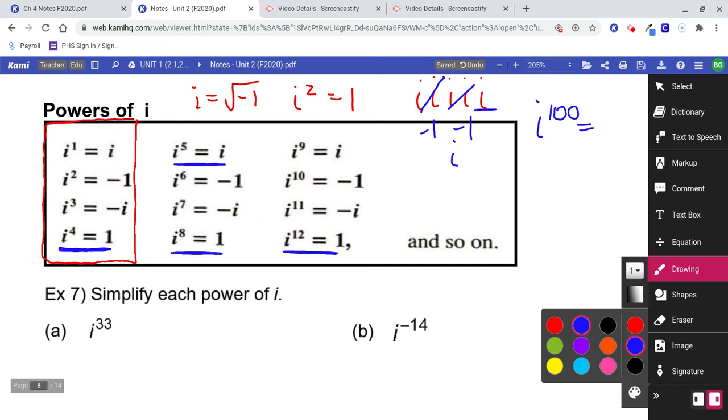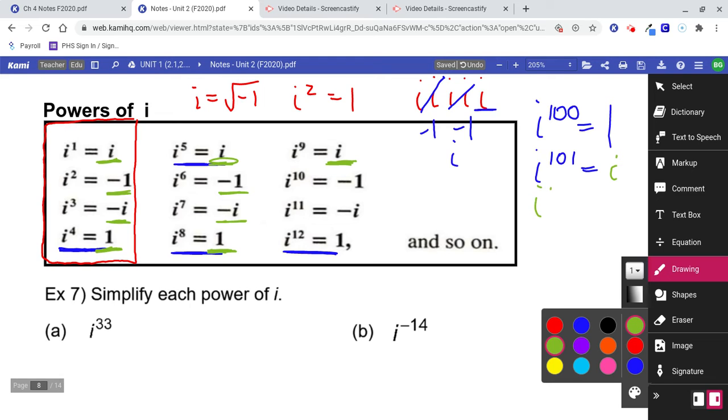That's a multiple of 4. So guess what? It equals 1. But if I said i to the 101st power, notice what happens with this pattern of numbers. This pattern of numbers is repetitive: i, -1, negative i, +1. i, -1, negative i, +1. What follows after every time you have a 1? i. So I know that i to the 101st power equals i.